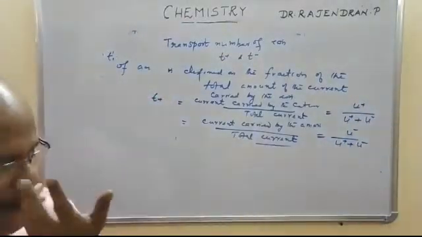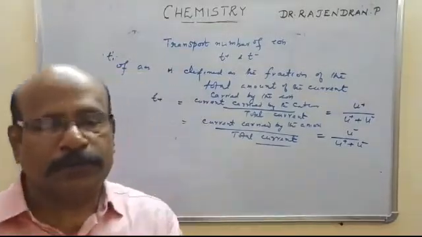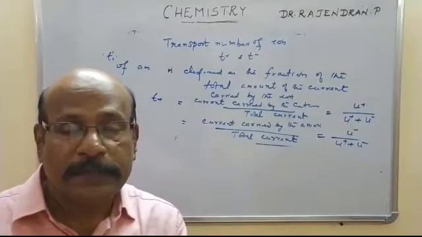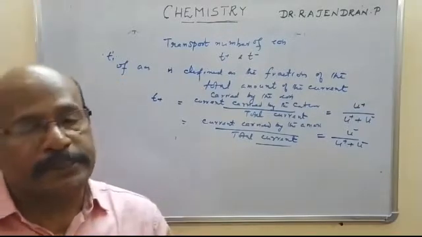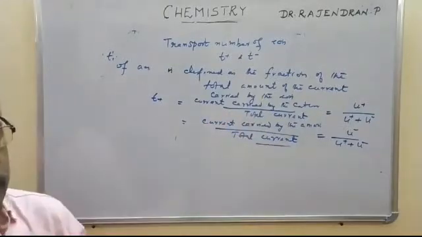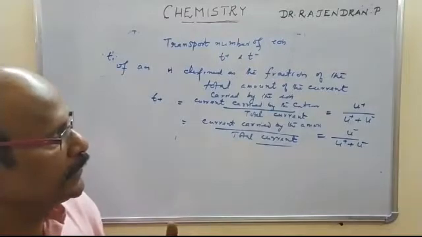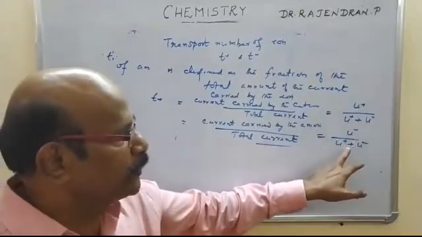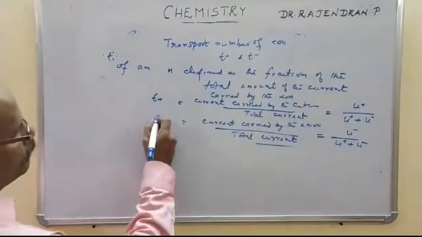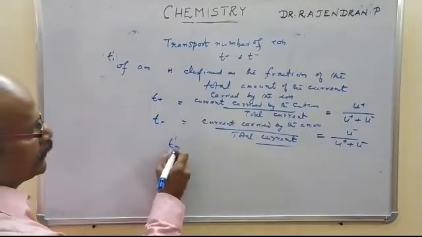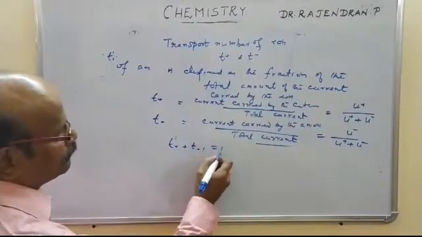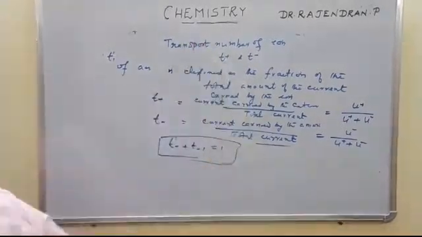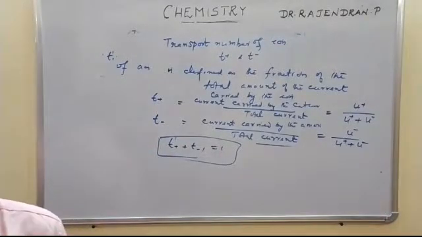What I want to say is that the amount of current carried by an ion is proportional to the speed of the ion. Therefore, the total current carried by the electrolyte is proportional to the sum of the cation and anion mobilities. So we can split this as the fraction of the total current carried: U plus divided by U plus plus U minus, and U minus divided by U plus plus U minus, which is the transport number of the anion. The total, T plus plus T minus, is 1. Transport number or transference number, both are the same.